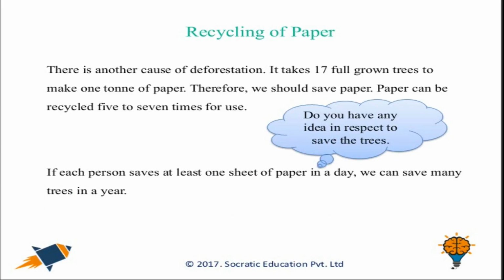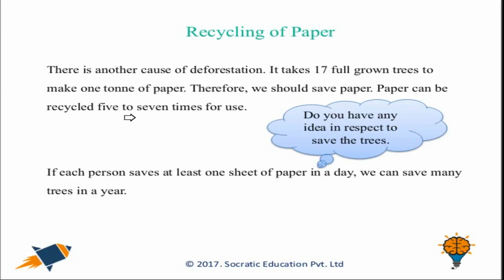Proceeding further, the next thing is recycling of paper. There is another cause of deforestation. Making paper is another use of trees or wood, so this is also a cause of deforestation. It takes 17 full grown trees to make 1 ton of paper. So it's quite a lot.